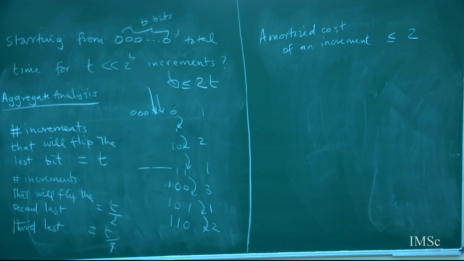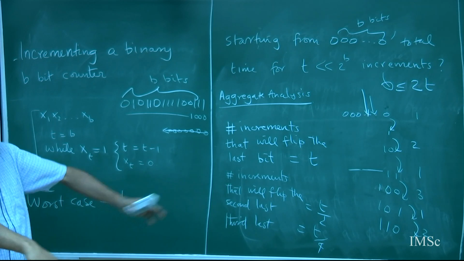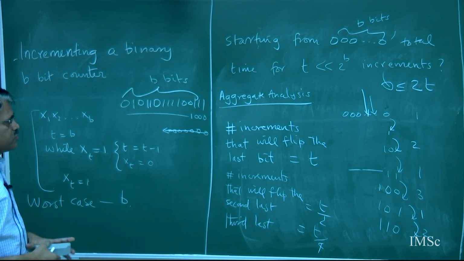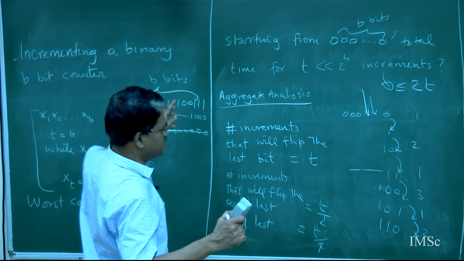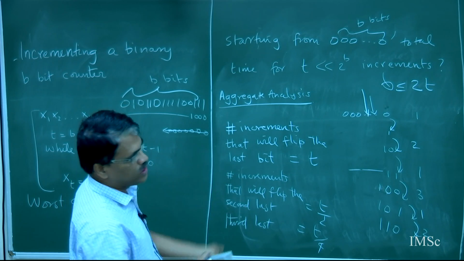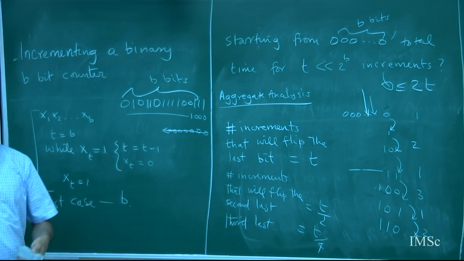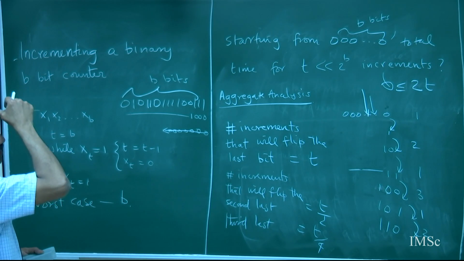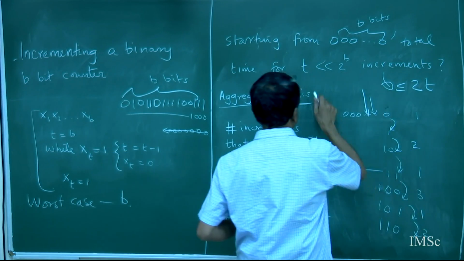Now, this is all I want to understand. I know I'm doing a sequence of T increments. What is the total time? This is called an aggregate analysis, because we can look at the overall set of increments, take a holistic view of the whole thing and do a careful analysis, which may not always be possible when we get to complicated data structures.